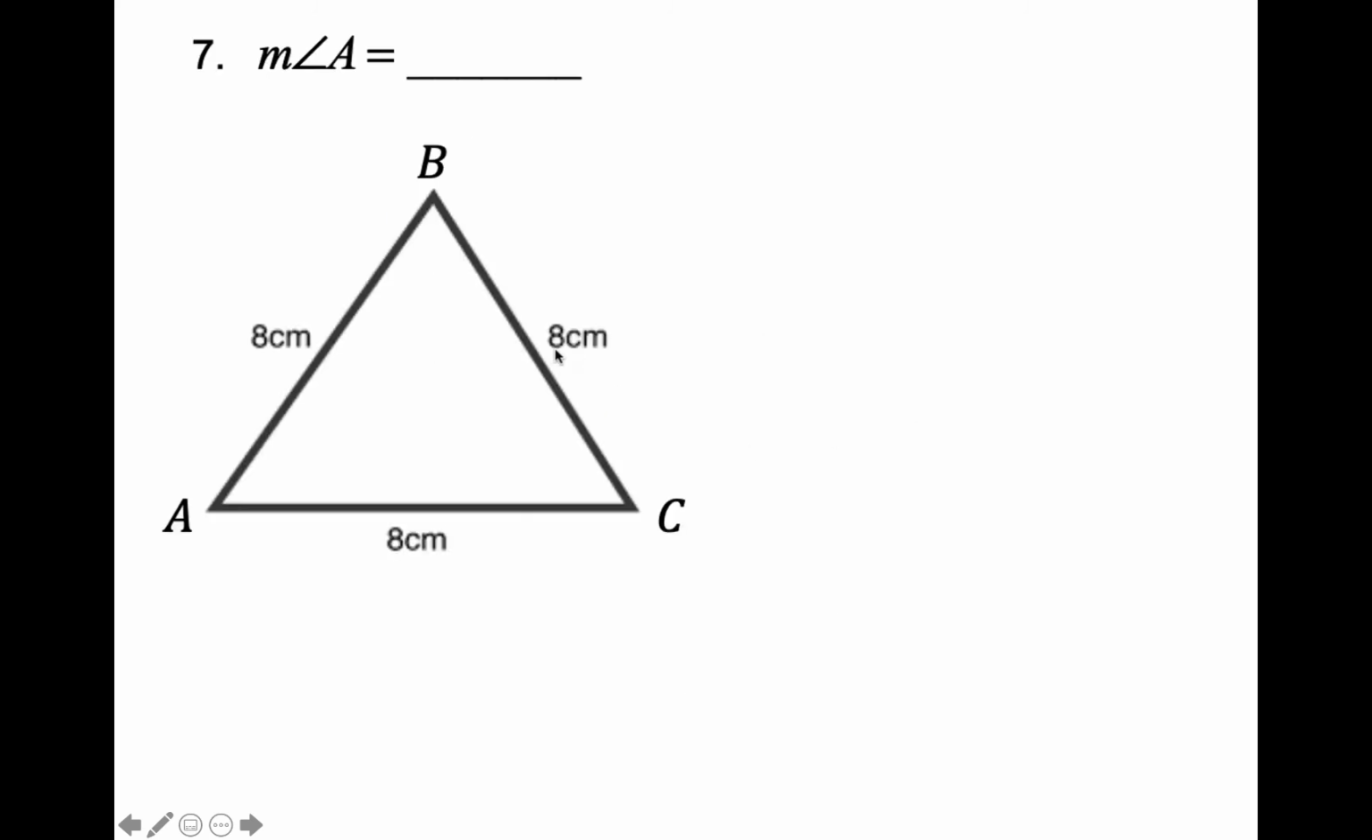Number 7, notice all of the sides are 8 centimeters. That means all of the angles will also be equal. So if you recall, we just did a problem like this. We have 3 angles that add up to 180 that are equal, so 180 divided by 3 is 60.